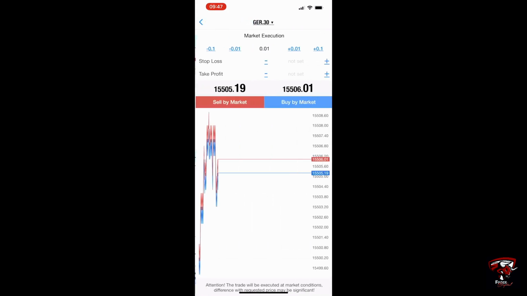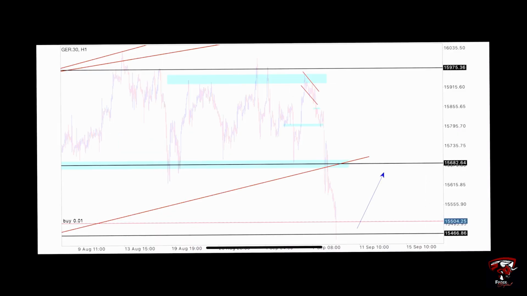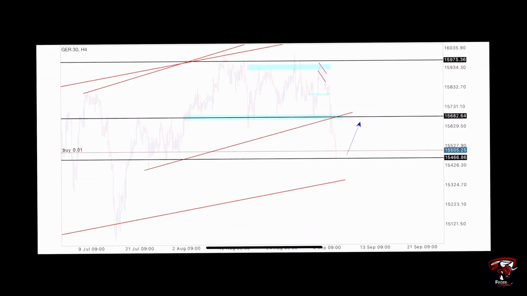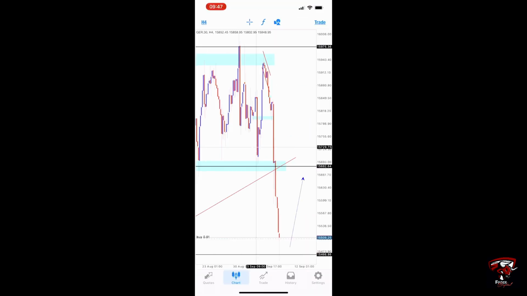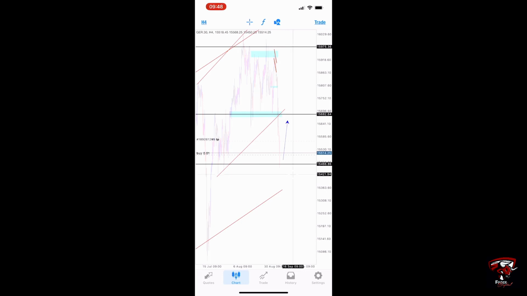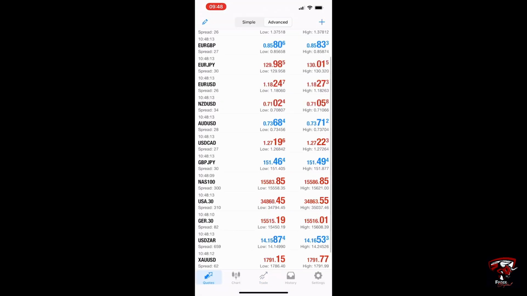Lot size 0.01 on GEM30. You know the vibes, man. That's how it is. And currently that is the only risk I'm applying on this account. Proper risk management all the way. And we're done with GEM30 now.